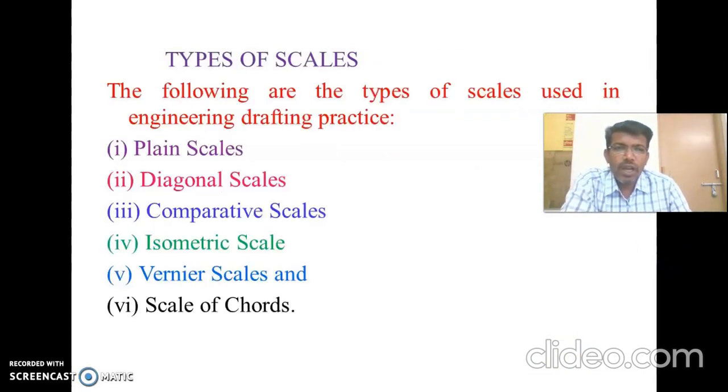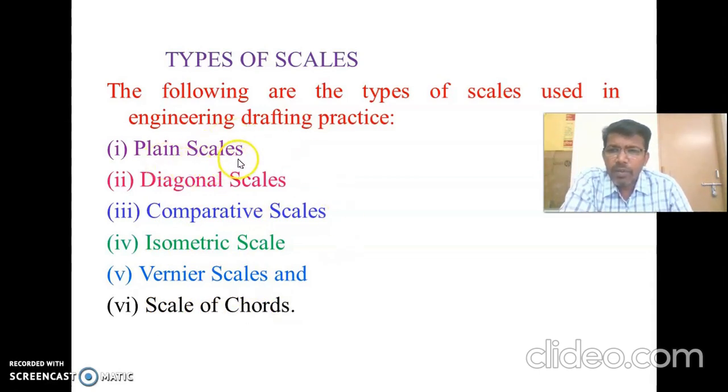So right, so then afterwards we can see types of scales. The previous topics are nothing but the differentiation. Here the types of scales can be categorized for the engineering drafting practice. One is plane scale, second one is diagonal scale, third one comparative scales, fourth one isometric scale, fifth one vernier scales, and last one is the scale of chords.